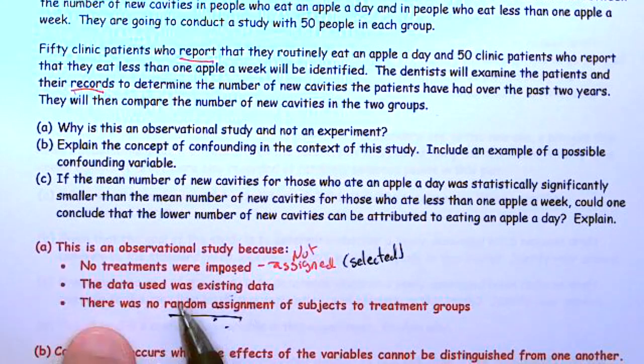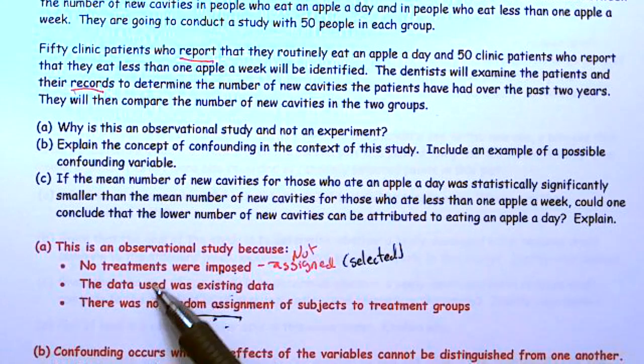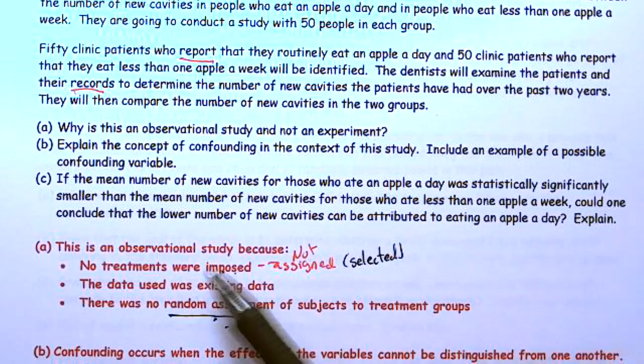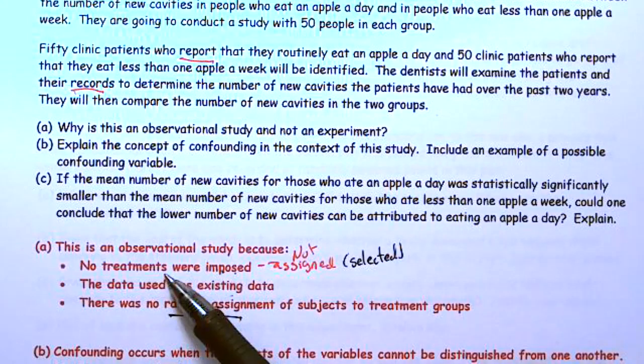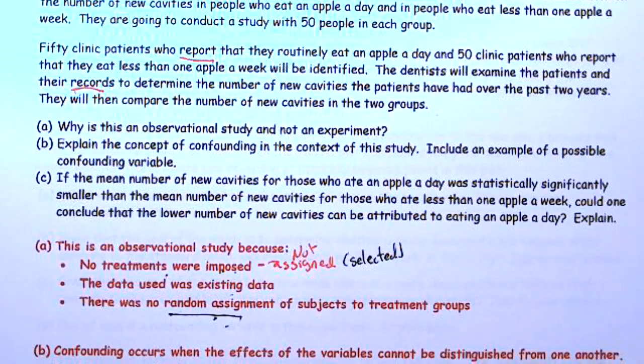So we have 3 things here, and in order to get full credit, we had to have at least 2 of those. And you could have said the treatments were not randomly assigned, okay? That would work. But you need to make sure you talk about the treatments not being imposed and the random assignment, and you need to say that they're using existing data.